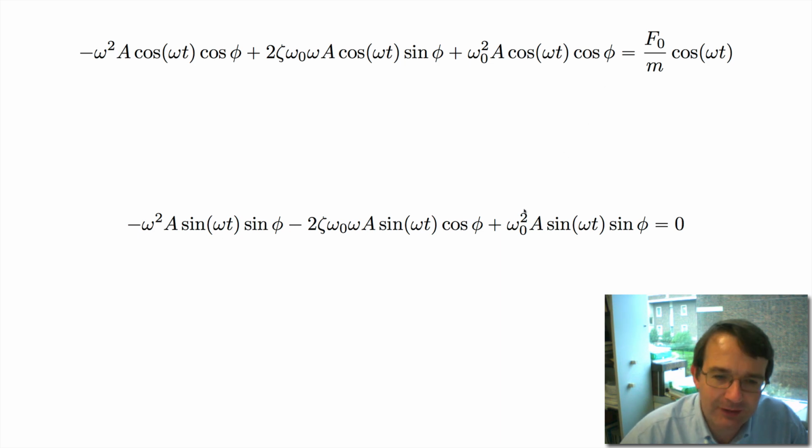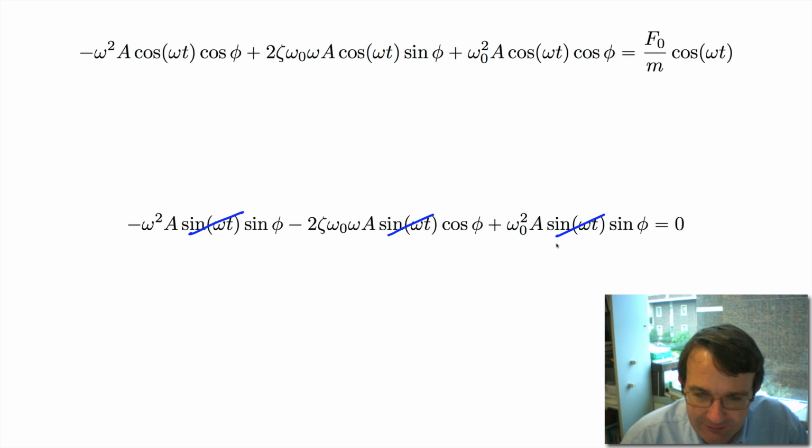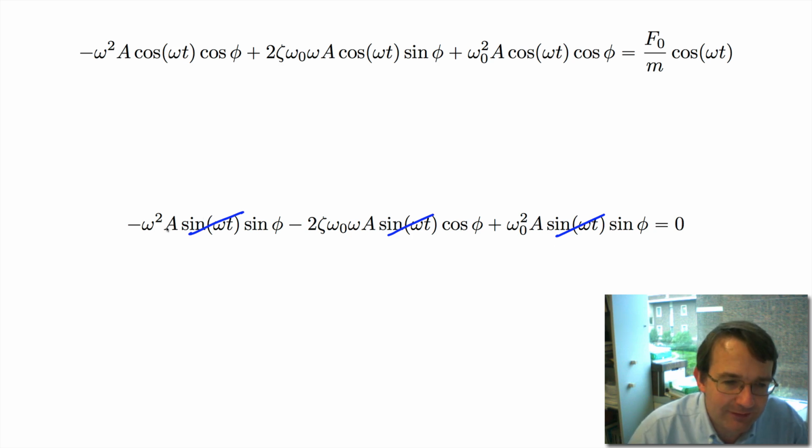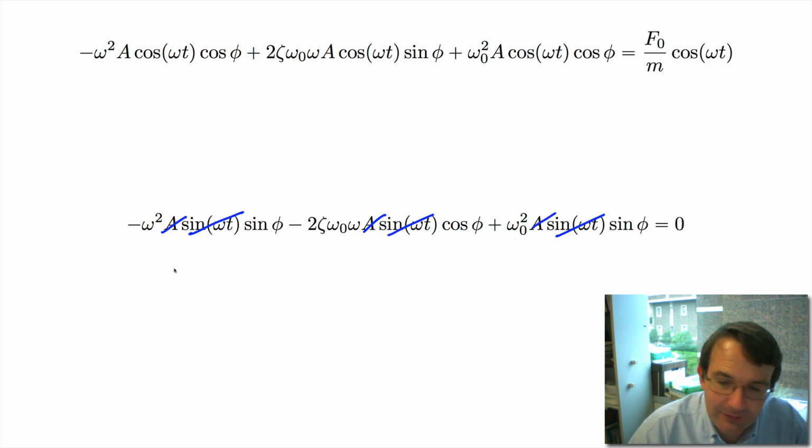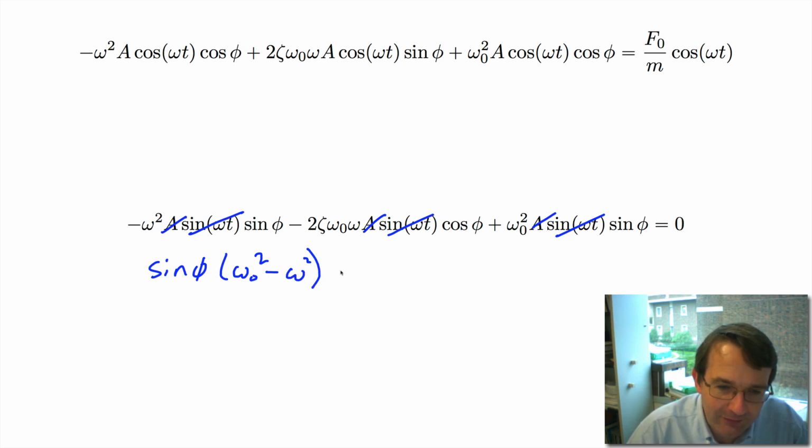And we're going to first look at the sine omega t equation. So the first thing is I can cancel through by the sine of omega t because that appears everywhere. The other term that appears in all of these terms is a, so I can cancel through by a. And when I do that, what I'm going to be left with is sine of phi times omega naught squared minus omega squared, and then minus 2 zeta omega naught omega times the cosine of phi, and that's equal to 0.